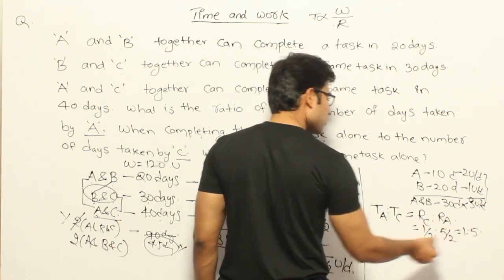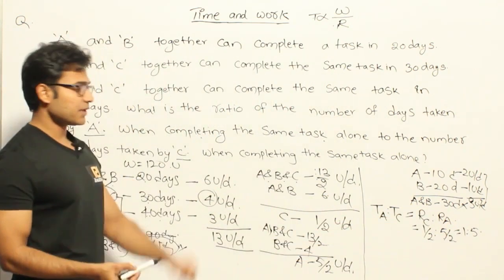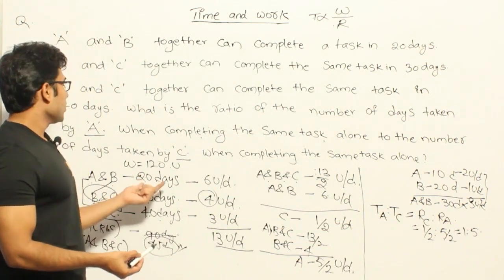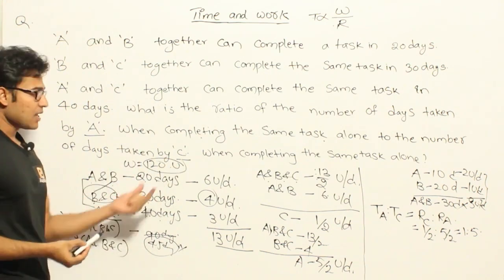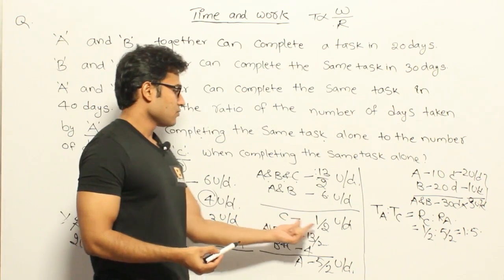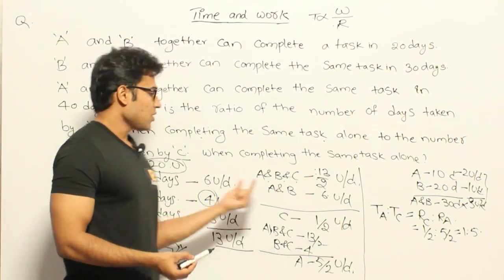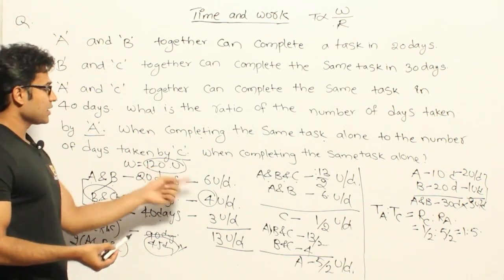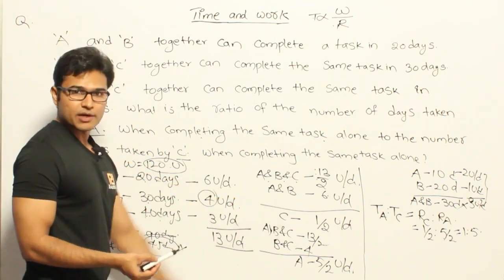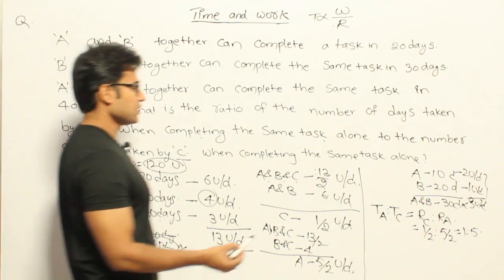Okay. If you are not able to get this, then already you have assumed that the total amount of work is 120 units, and now we know the rate of C is 1 by 2 units per day. Now you find out the number of days taken by C. So what is number of days taken by C? 120 by 1 by 2, which is 240, isn't it?